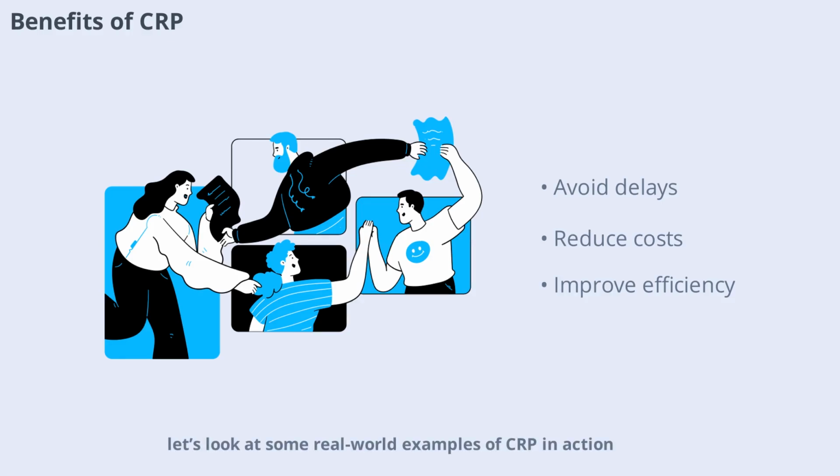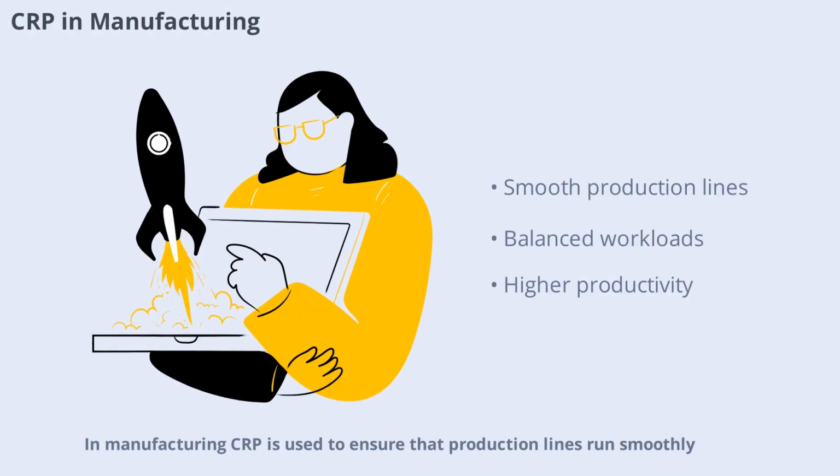Now let's look at some real-world examples of CRP in action. In manufacturing, CRP is used to ensure that production lines run smoothly. For example, an automotive plant might use CRP to schedule assembly tasks, making sure that each workstation has the right parts and enough labor. By balancing workloads across different shifts and machines, manufacturers can avoid bottlenecks and keep production on track. This leads to higher productivity and better use of resources.